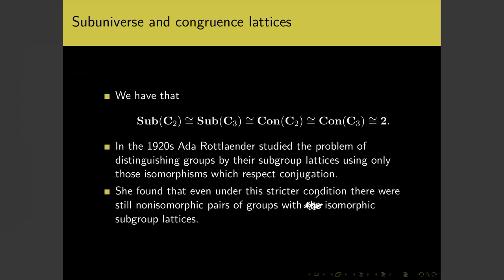subgroup lattices. So even if you impose the stricter condition, you can find two non-isomorphic groups whose subgroup lattices are isomorphic, even if the isomorphism has to respect this additional structure. And so actually, this is further evidence, which already existed even when Ore was doing his work, that says that although you can perhaps tell quite a bit about an algebra by its subalgebra or congruence lattices, you certainly cannot tell everything.